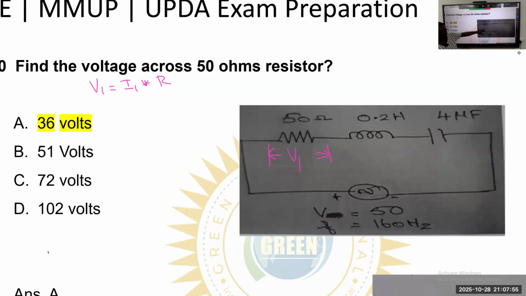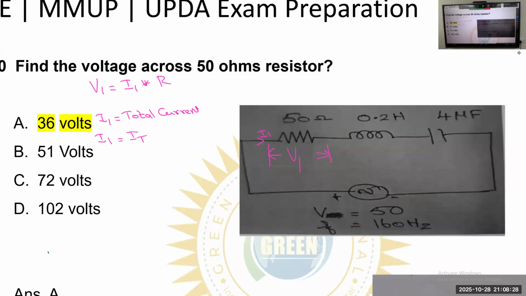So we must find this one. So what is the R? 50. What is the I1? They didn't give that. So what is the I1? I1 is the current flowing through the resistance. But this is a series circuit. In a series circuit, what is the current? Same. So I1 is nothing but the total current. That means I1 is equal to IT, the total current.